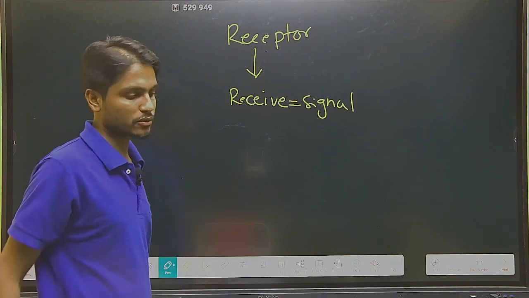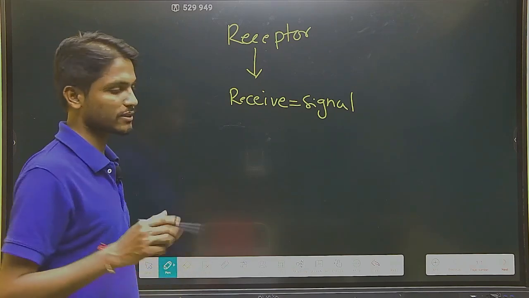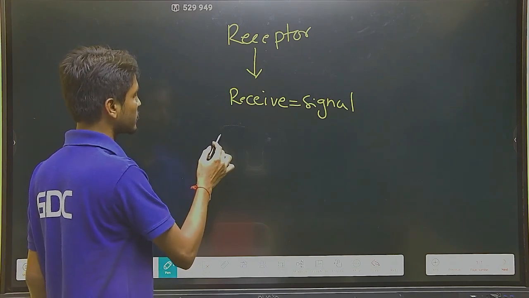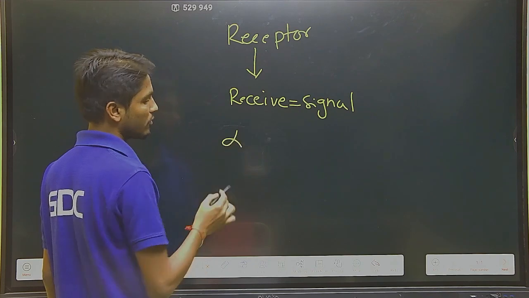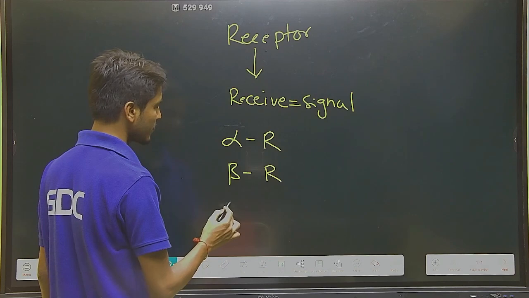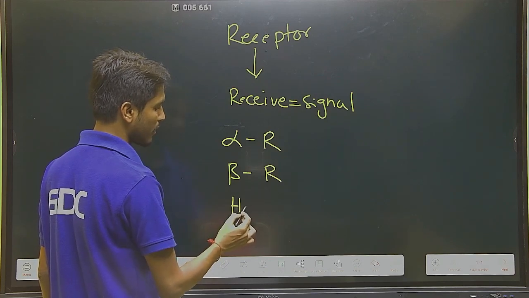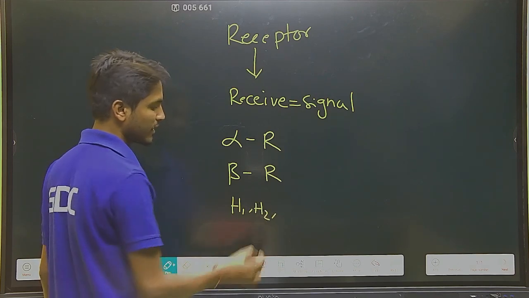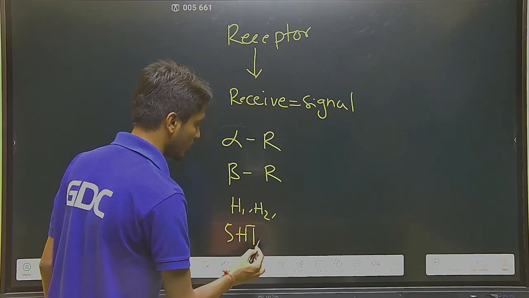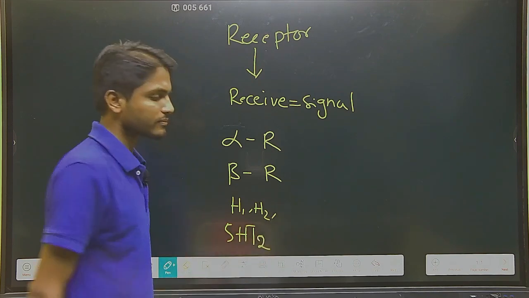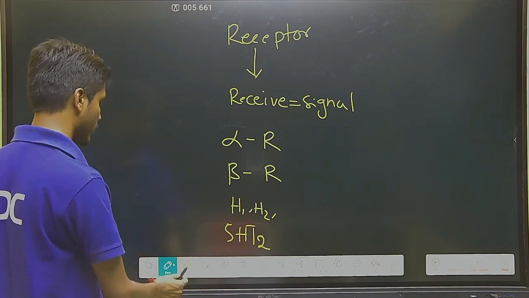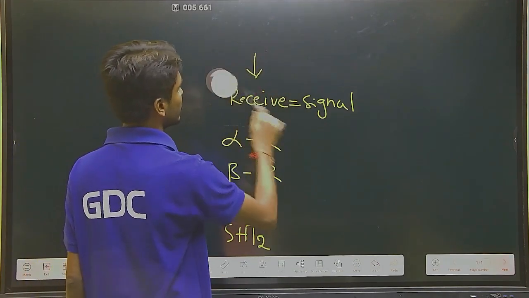When it comes to the types of receptors, there are various types, that is G protein, ion channel, nuclear receptor, like that. Here we are going to discuss some G protein coupled receptors: alpha receptor, beta receptor, histamine receptors H1, H2, H3, H4 and H5, and serotonin receptor, 5-HT2 receptor. So these are a few G protein coupled receptors. Now we are going to discuss the alpha receptor.